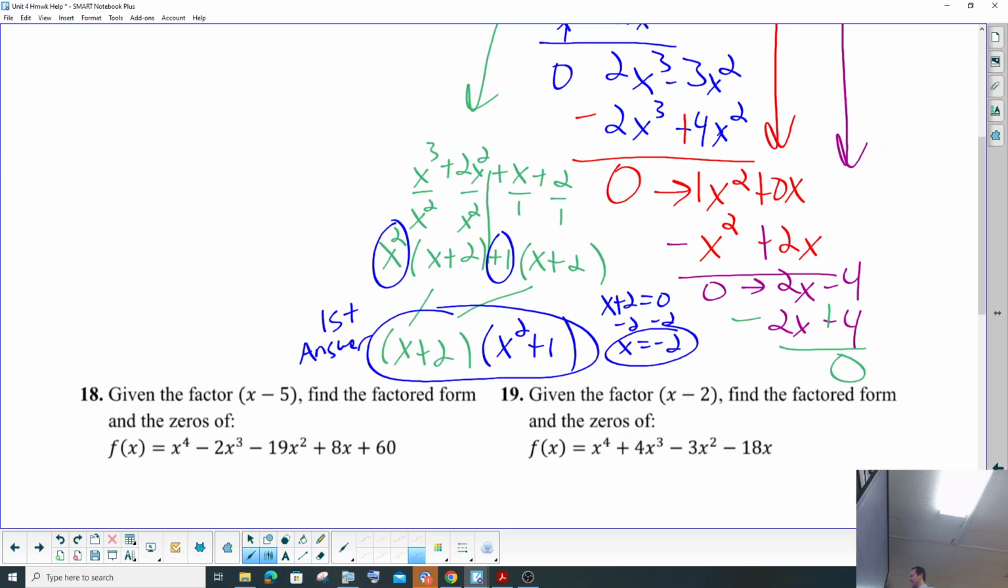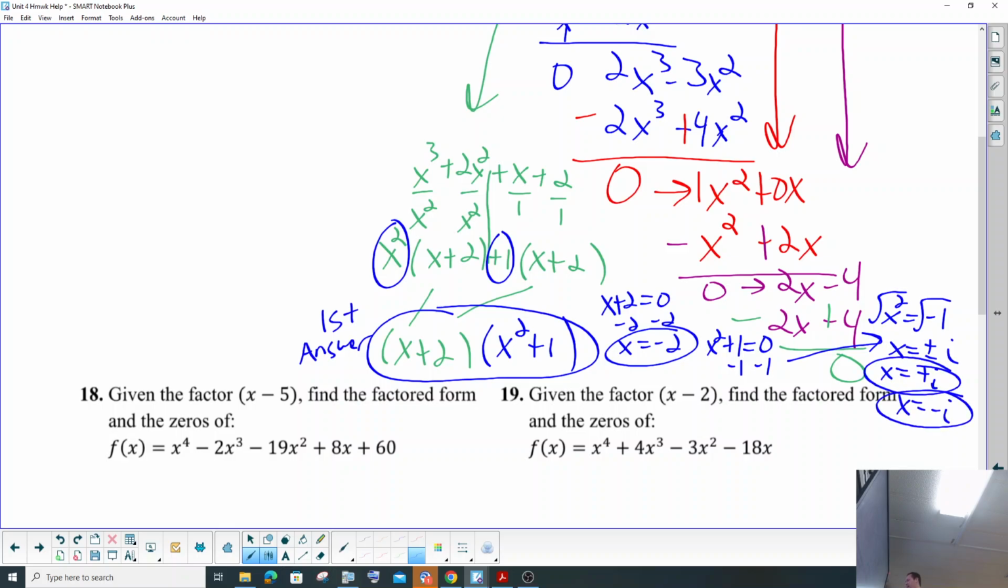And then you have to take the x squared plus 1. And that doesn't factor more, but you can set it equal to 0, and subtract 1 from both sides. So you get an x squared equals -1. You square root both sides. And so you get x equals plus or minus. What's the square root of -1? It's just an i. So we have x equals a positive i. And we have x equals a negative i. Whoa! So there's 3 answers.